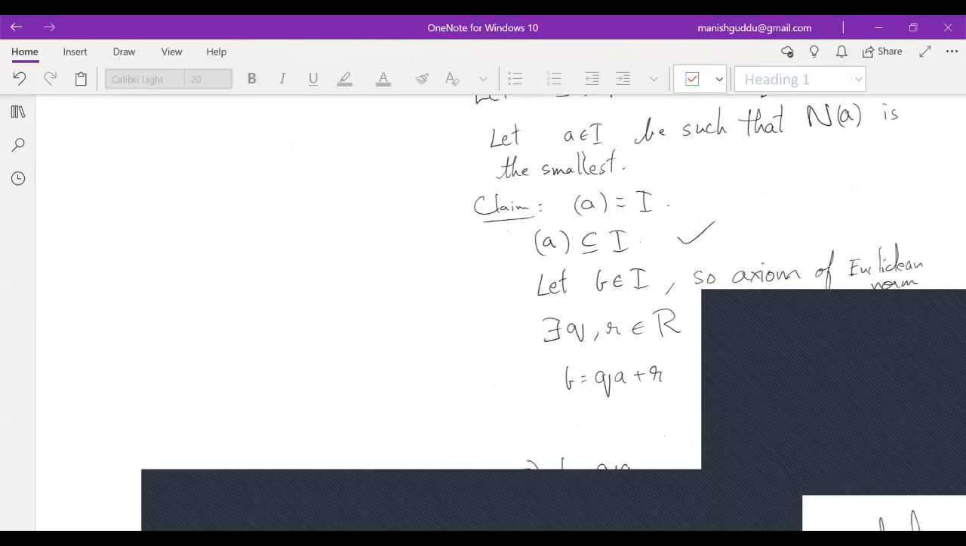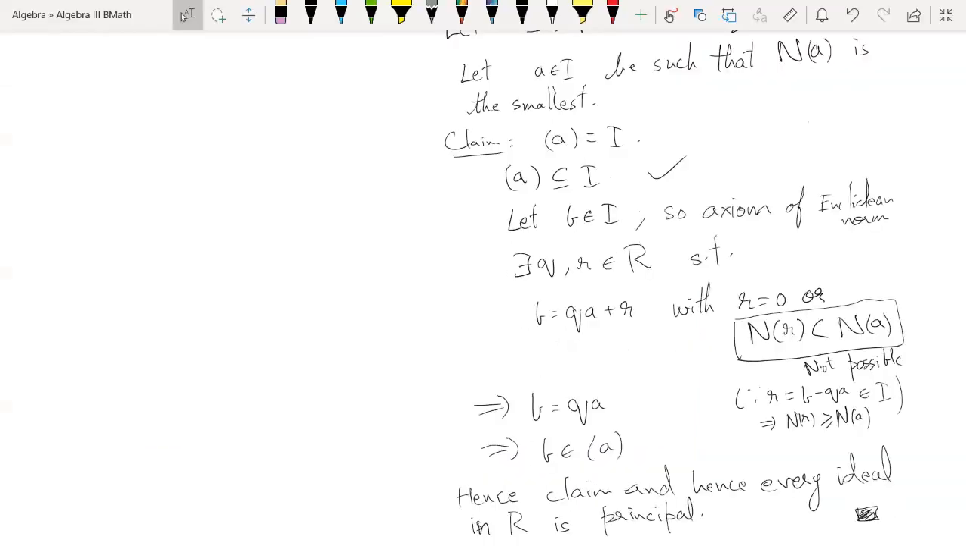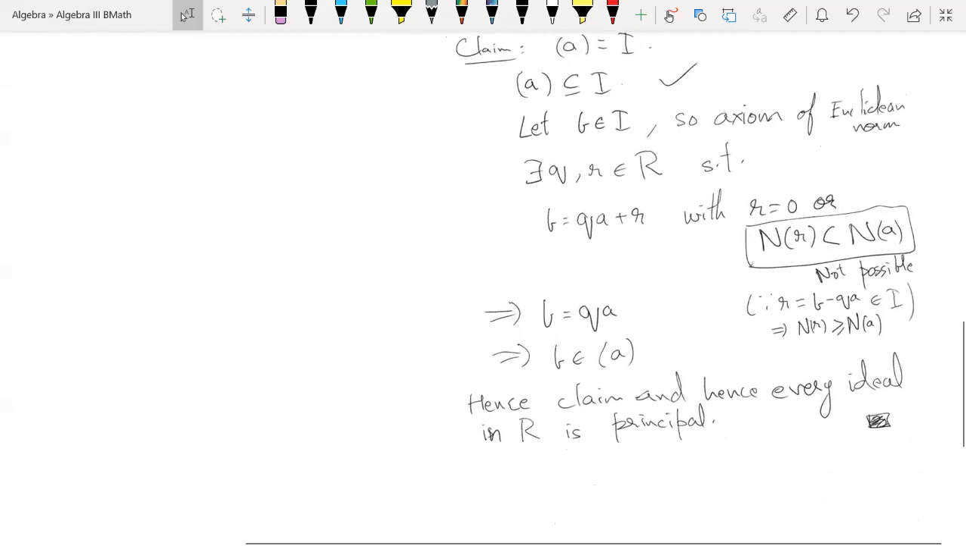Sir, is there any example of a PID that is not an ED? Yeah, so there is one example. It's not an easy example to write down, but I'll talk about it maybe in the next class, an example which is a PID but not an ED. Any other question?